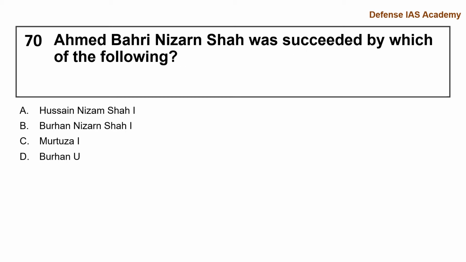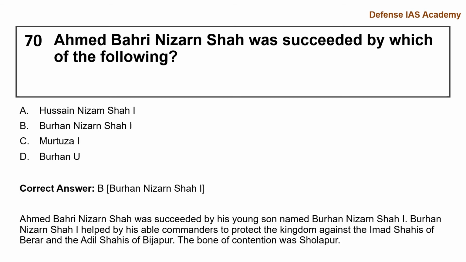Question number 70. Ahmad Bahri Nizam Shah was succeeded by which of the following? The correct answer is option B, Burhan Nizam Shah I. Ahmad Bahri Nizam Shah was succeeded by his young son named Burhan Nizam Shah I. Burhan Nizam Shah I, helped by his able commanders, protected the kingdom against the Imad Shahis of Berar and the Adil Shahis of Bijapur. The bone of contention was Sholapur.